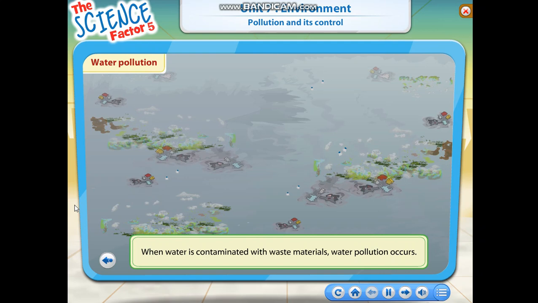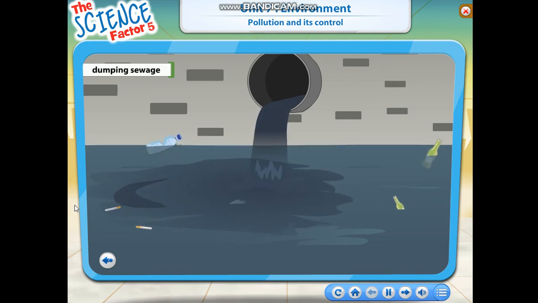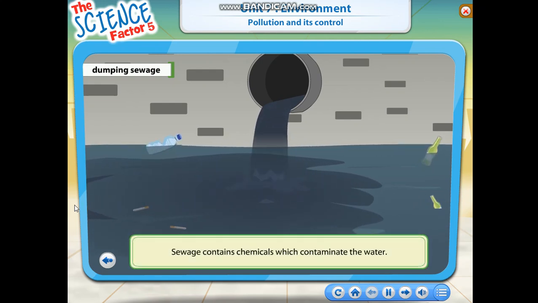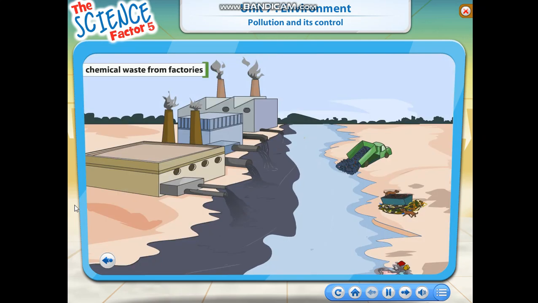When water is contaminated with waste materials, water pollution occurs. The main causes of water pollution are dumping of sewage in streams, rivers, and oceans. Sewage contains chemicals which contaminate the water. Chemical waste from factories, when released in water bodies, also contaminates water.